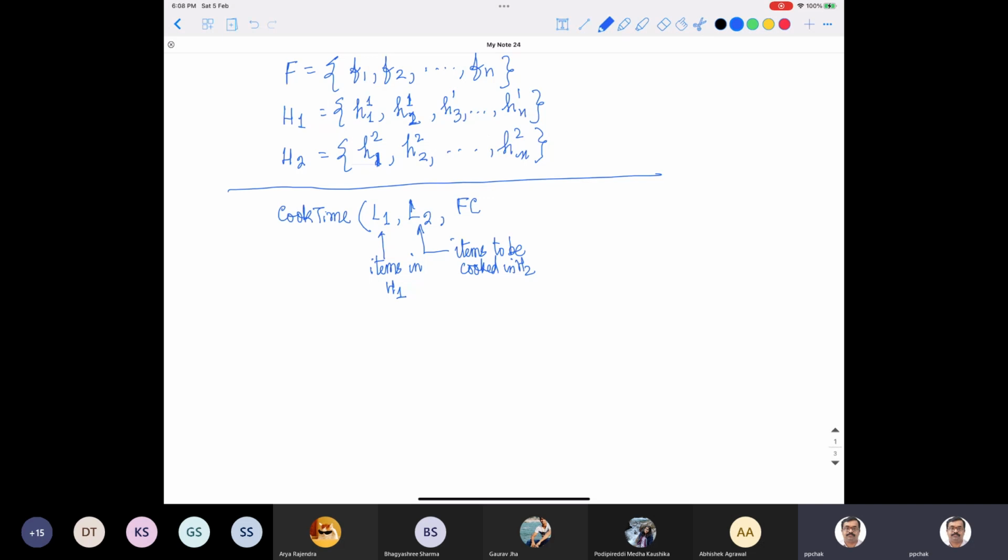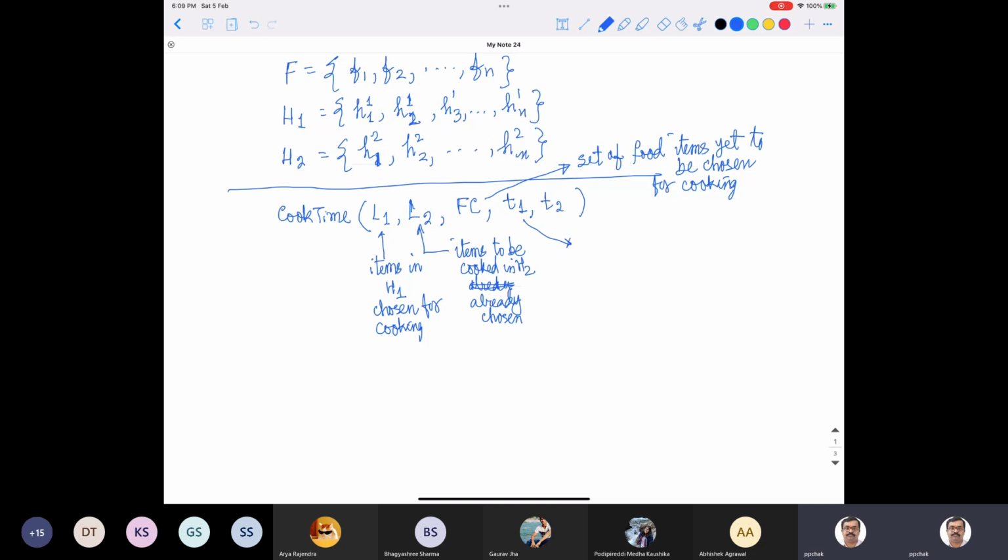F left, let us call it FC, which is the set of food items yet to be chosen for cooking. And from these two, you can derive. What can you derive? So these are items in H1 chosen for cooking. Items in H2 to be cooked already chosen. And from these two, what do you get? You get T1, which is the total time, cooking time already chosen in L1, T2 already chosen in L2.